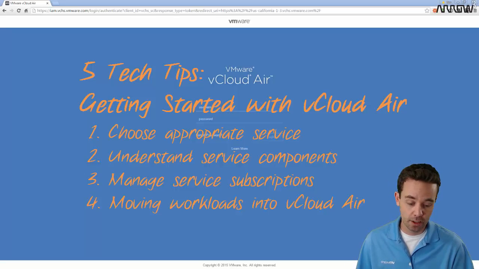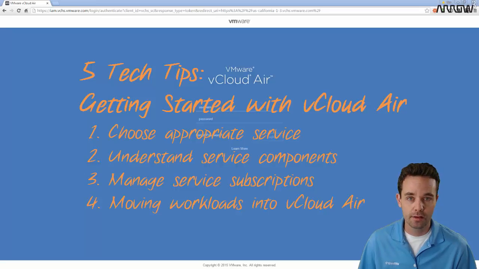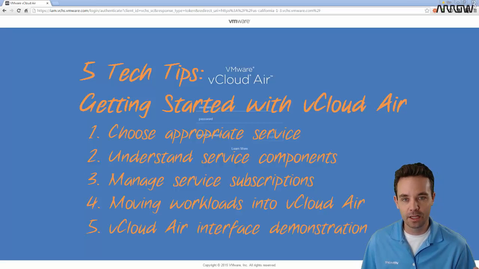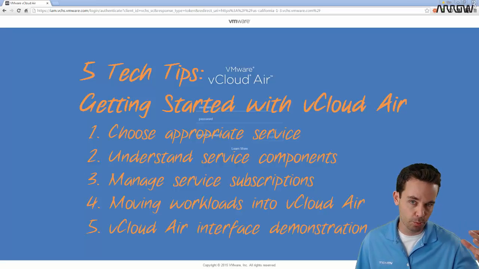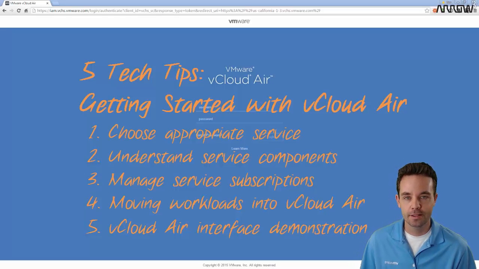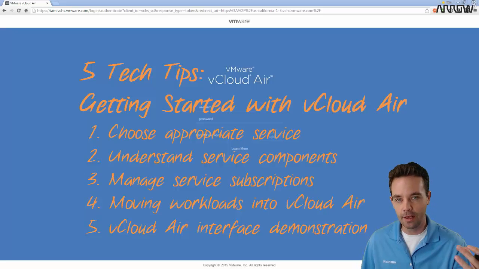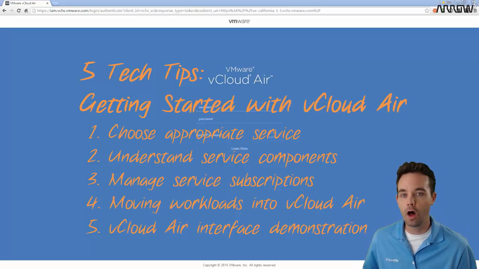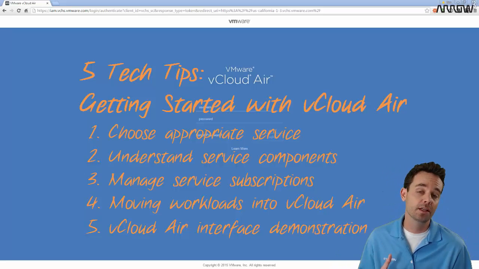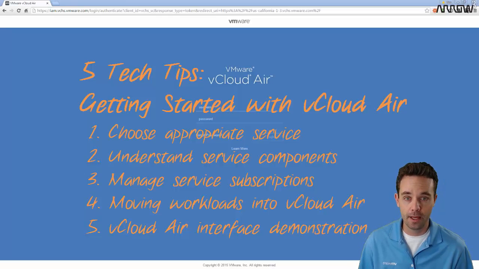And then last, we'll take a look at the actual interface and get a little bit more detail. I'm a very visual person, so it's very helpful for us to dive into that interface and see what that looks like. So you can connect the dots as to, well, on-premises vSphere looks like this. What does vCloud Air look like from a different perspective?